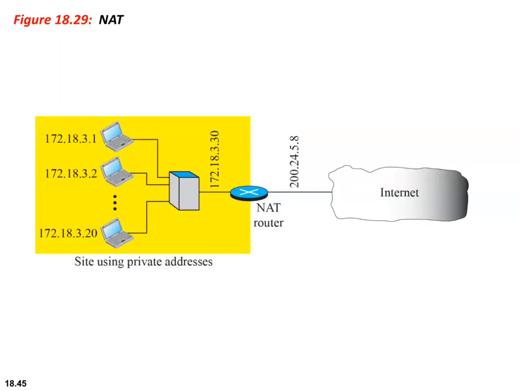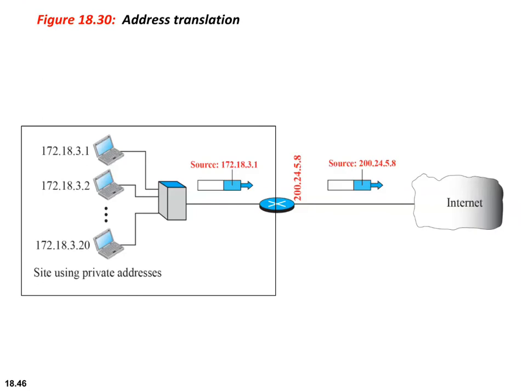You can see in the figure here, network address translation: a site using private IP addresses, and the network address translation router converts these into the global addresses which will be seen by the rest of the world. How this address translation is done, you can better see here. These are the sites using the private addresses, and this address, by using the router, is converted to a global address, and that will be carried by the packet.